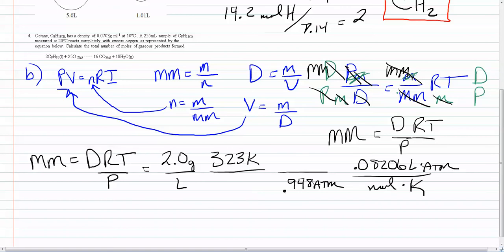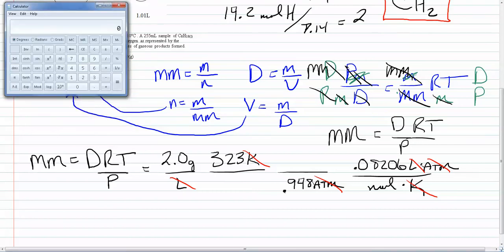Now, before I crunch any numbers, let's make sure all my units cancel. We don't want anything left over. K is gone. ATMs are gone. Liters are gone. But that leaves me with grams per mole, which is convenient, being that we're trying to solve for molar mass. So we'll run these through the calculator here.